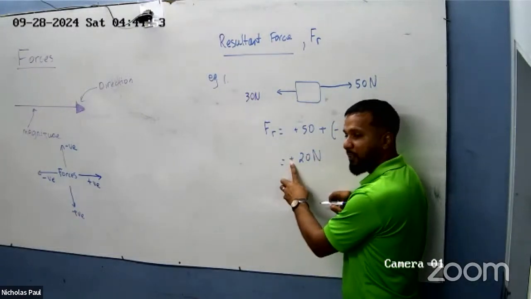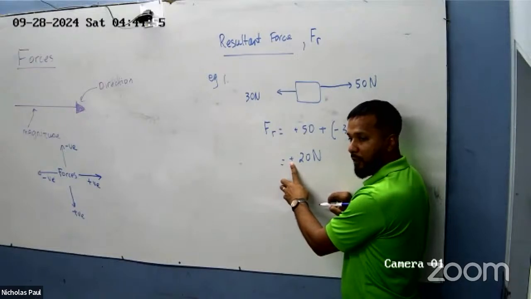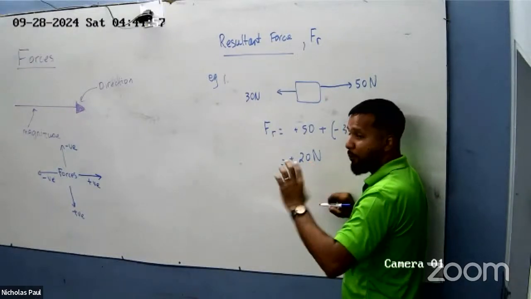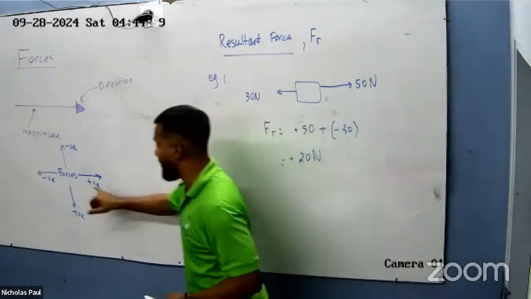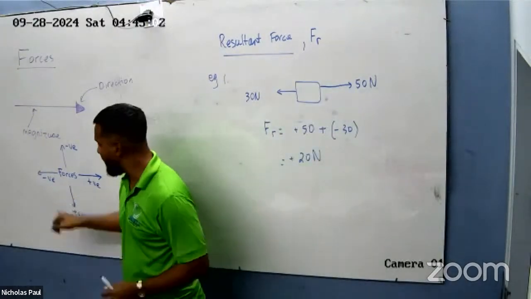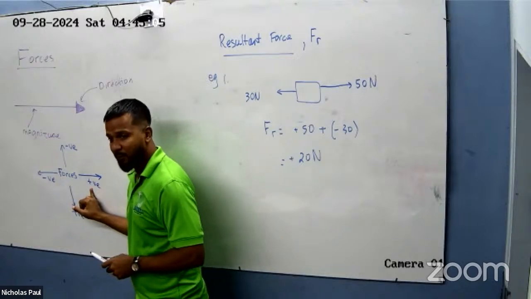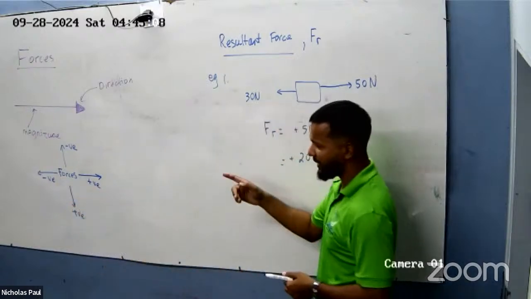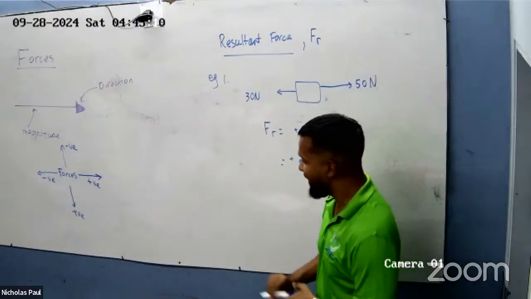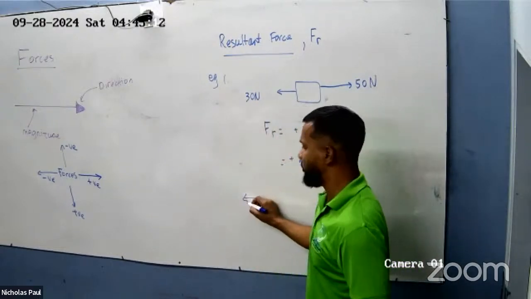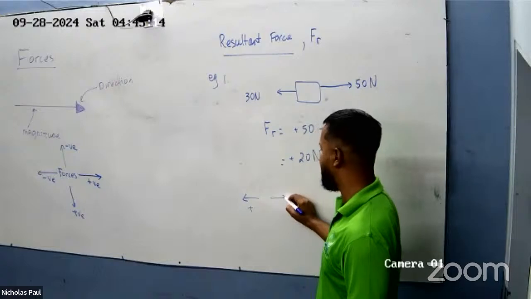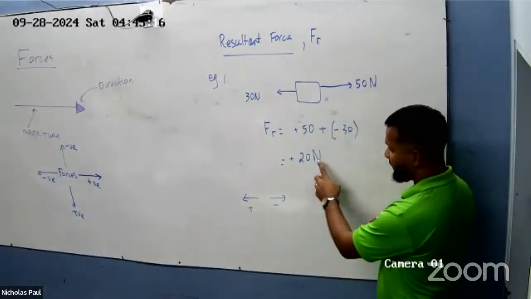What does this positive say? It moves to the right. But let's say we're using a different convention. Let's say you chose left as positive and right as negative. You'll still get the same answer.